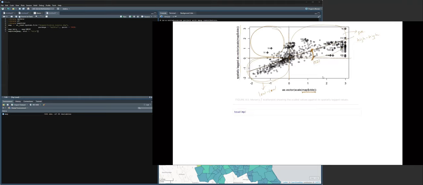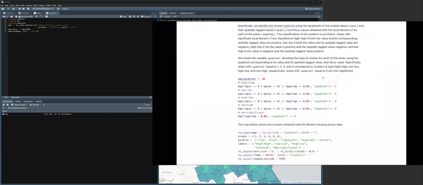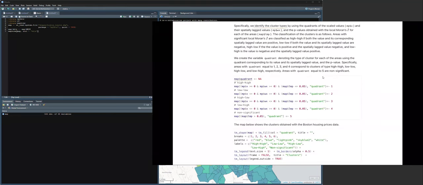So that means this one is the low and high value. That means the area has the low value, like a negative value in here, and the high value is its neighbor is high. And in this part it is the opposite, like a high and low. So that means this median housing price tends to have a higher value compared to its neighbor. Yeah. And based on that, we can extract and categorize those values: the first is high high, then the second quadrant is the high low, and then the third one is the low high, and then the non-significant.